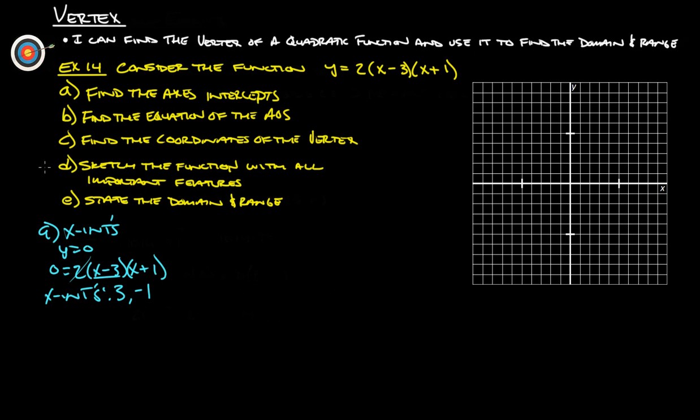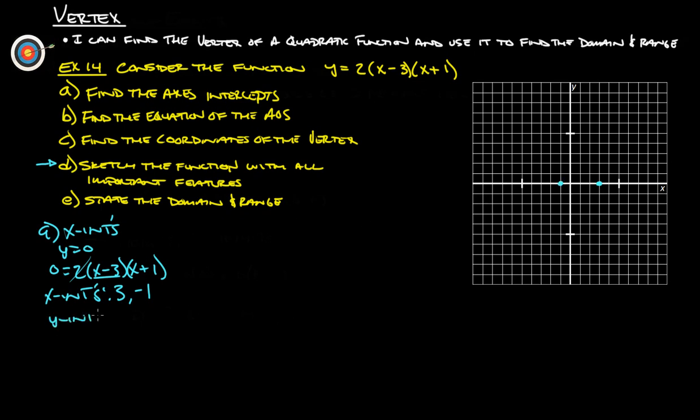Okay, and I'm just going to kind of ahead of time here on part D. It says sketch the function with all the important features, so let's graph these things as we get them. So we got an x-intercept here at 3 and also at negative 1.